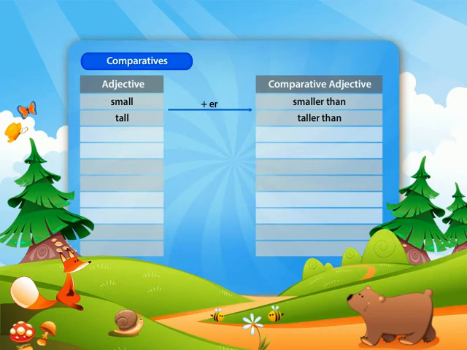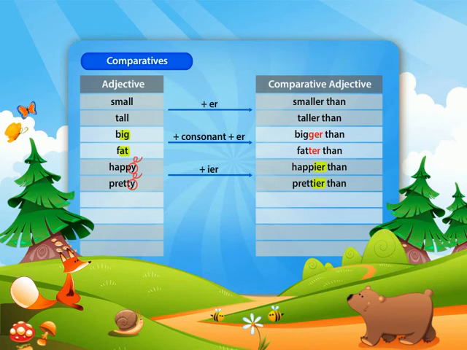However, when the adjective ends with a vowel and a consonant, repeat the last consonant before adding er. So you have words like B-I-G-G-E-R, bigger, or F-A-T-T-E-R, fatter. When the adjective ends with y, like happy, change y into i and add er.